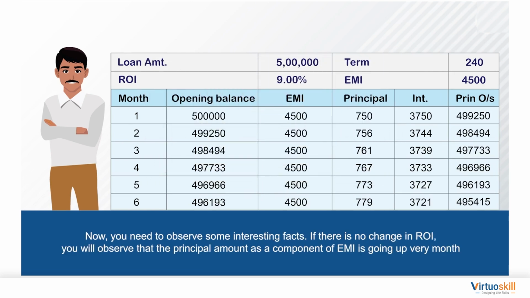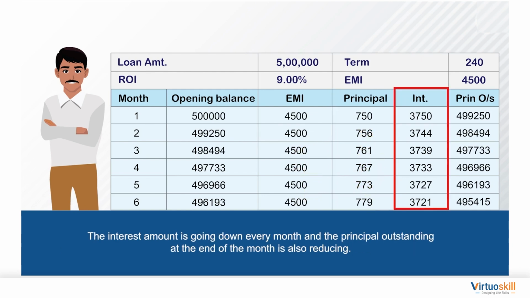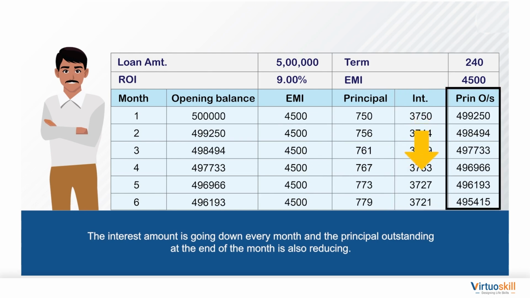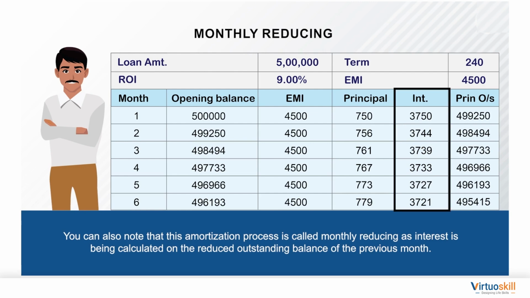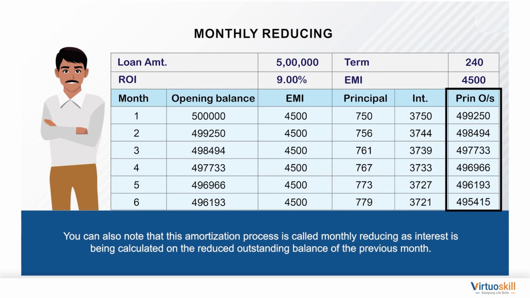Now, you need to observe some interesting facts. If there is no change in ROI, you will observe that the principal amount as a component of EMI is going up every month. And the interest amount is going down every month. And the principal outstanding at the end of the month is also reducing. You can also note that this amortization process is called monthly reducing as interest is being calculated on the reduced outstanding balance of the previous month.